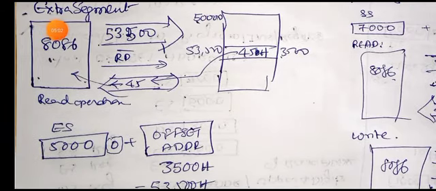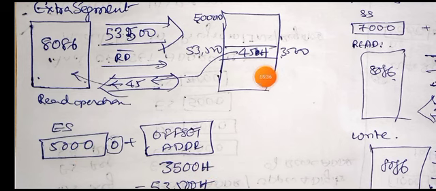Now the extra segment. What is the extra segment? The starting address we assume is 50,000. Only 5000 is stored in the ES register. Right? So if you want to access the data 45H at offset address 3500, it has to generate the physical address 53,500. The offset address 3500H is added to the ES register after padding 0, and it will become 53,500.